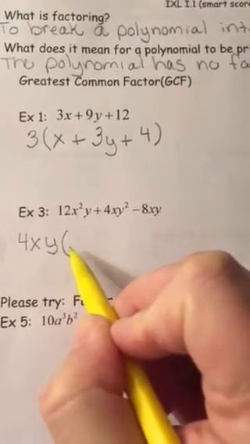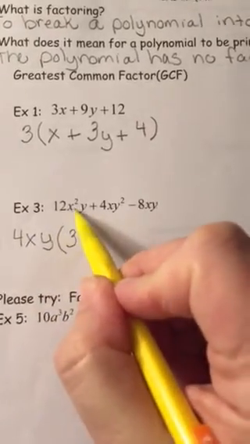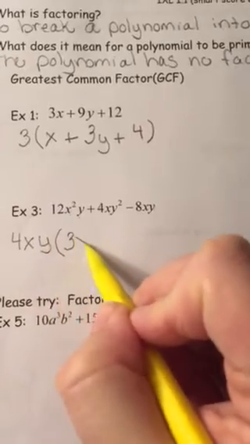And again, I'm going to divide it out. 12 divided by 4 is a 3. X squared divided by x is an x.